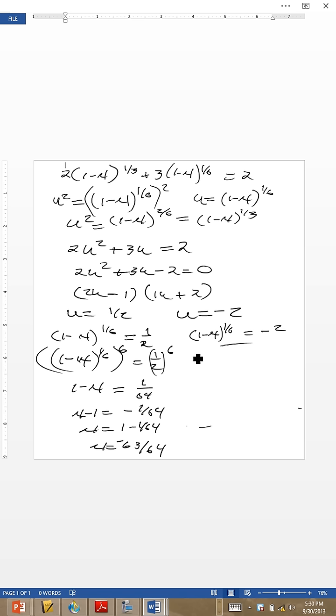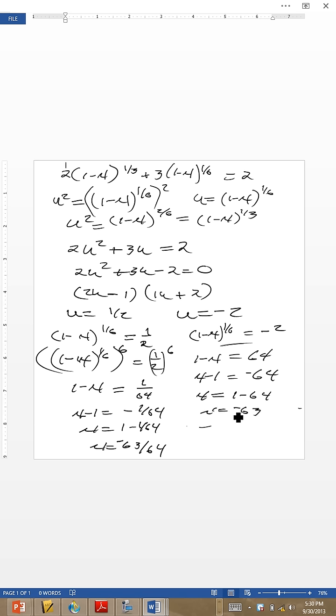So let's see. Again, I'm going to raise both sides to the 6th power as I did over there. That just gives me 1 − x equals, and then we raise negative 2 to the 6th power, which of course goes to a positive, because it's a negative raised to an even power, so it's positive 64. Then I'm going to reverse the order of these: 1 − x equals 64. So then that means x is equal to 1 − 64, which means x is equal to negative 63.